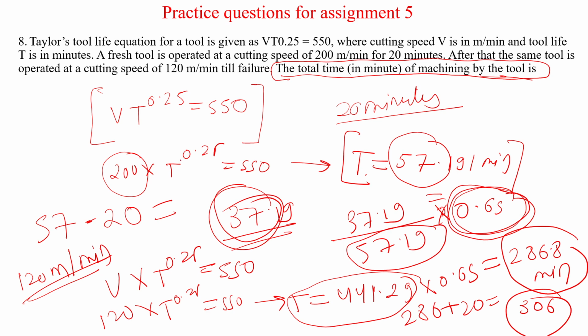Right? Now I am calculating the tool life using 120 meter per minute. So if I reduce the speed, tool life has increased. But this is the ideal total time from the starting. But we have only 0.65 left. So we have multiplied this by 0.65. So we get the time of machining. And also 20 has been done before. So we will add 20 here. The answer is 306. Okay?